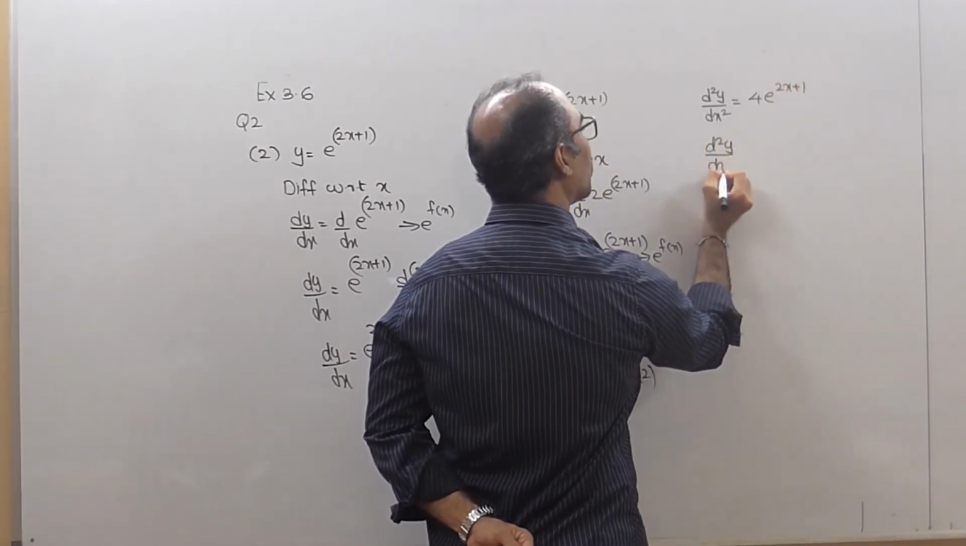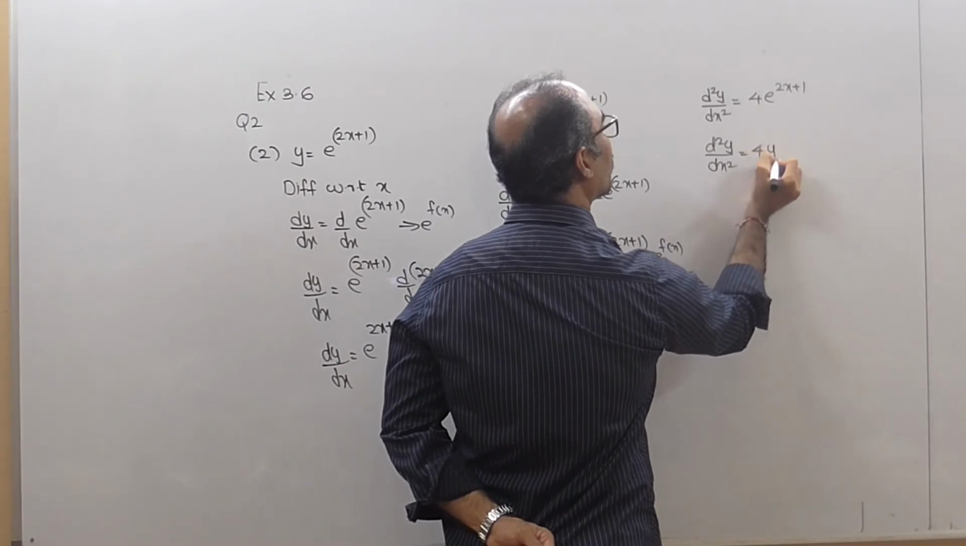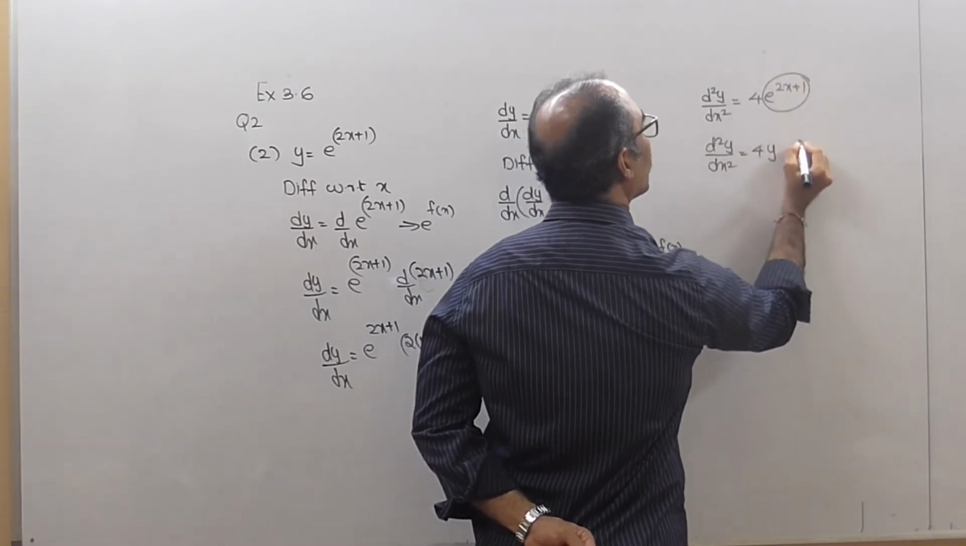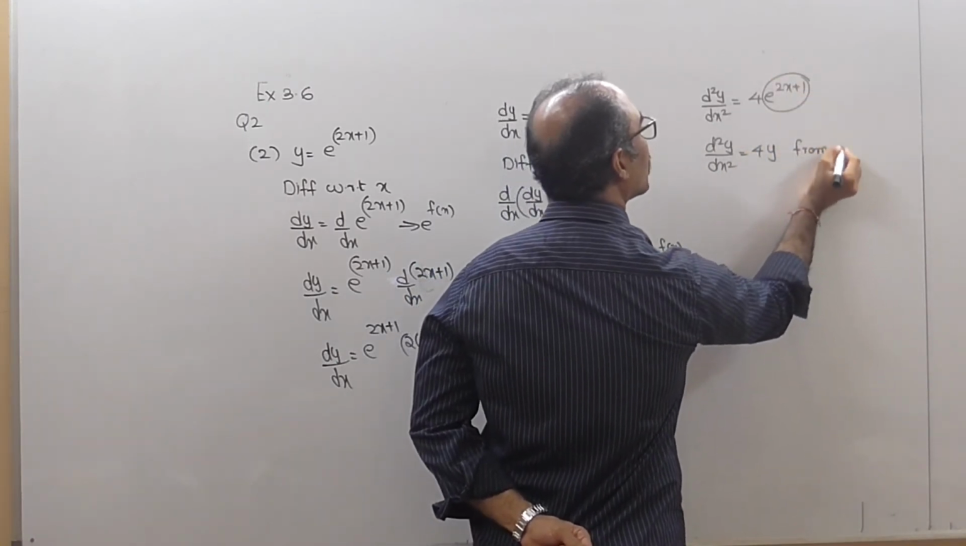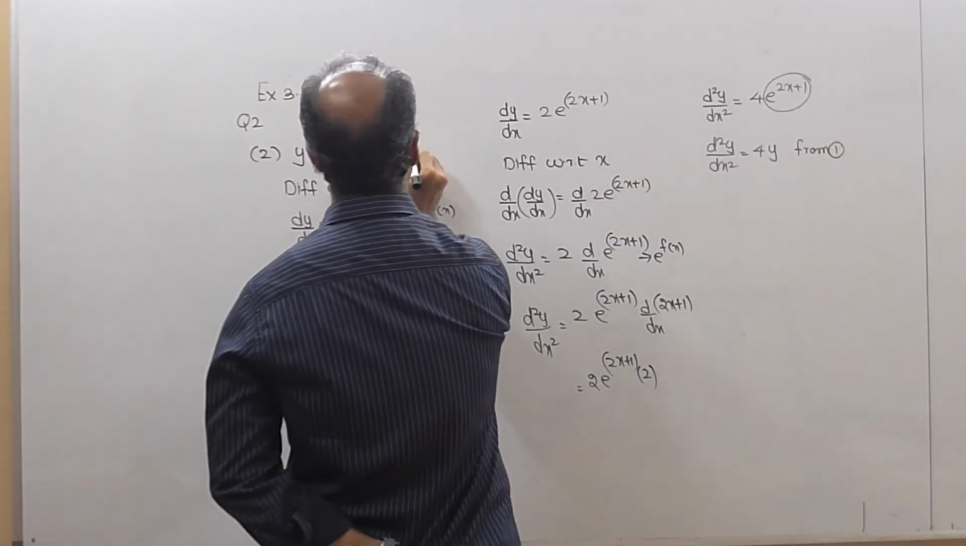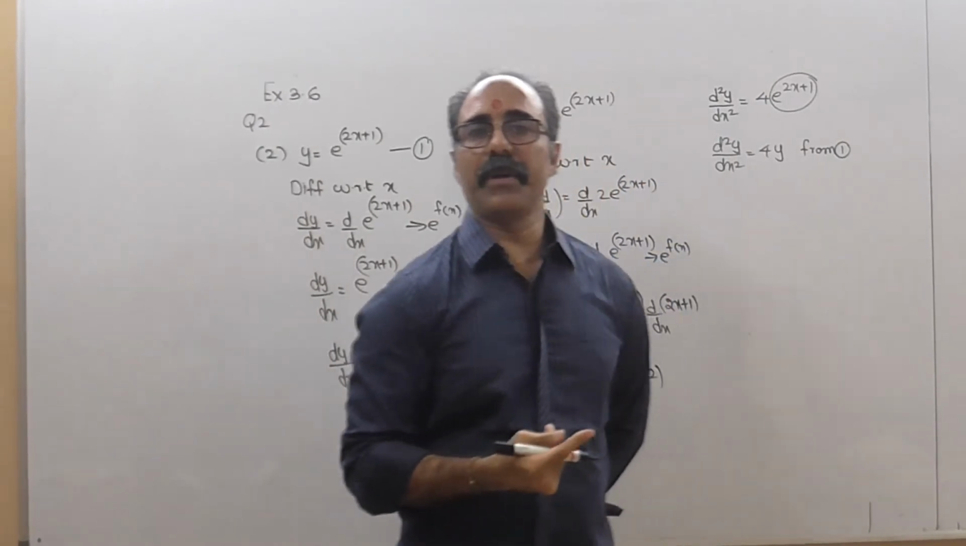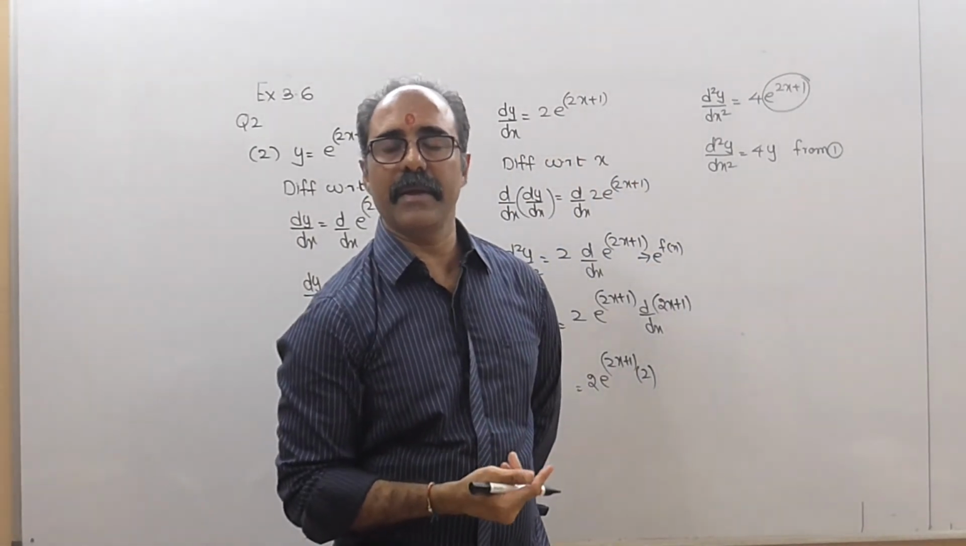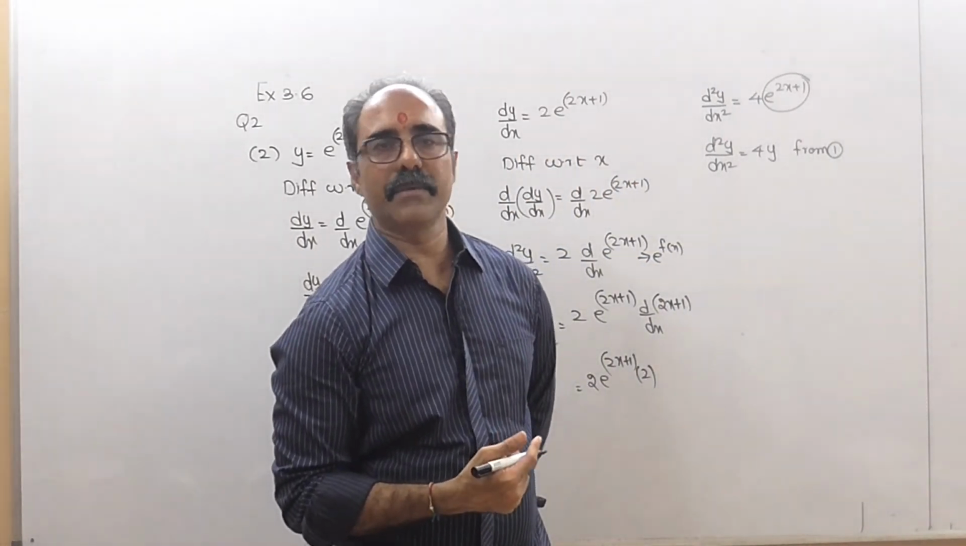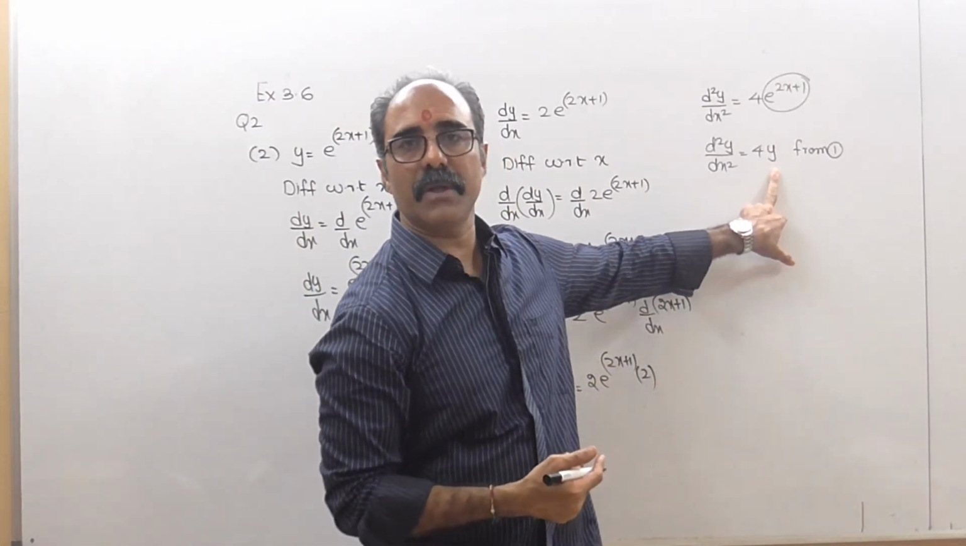d square y upon dx square equal to, you can write this as 4y, because the question is y equal to e raised to 2x plus 1. So at the end, if you are able to replace the value by y in any place, please do it. So I think this is the most ideal solution that you can have.